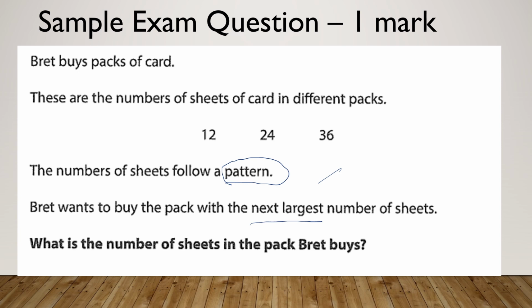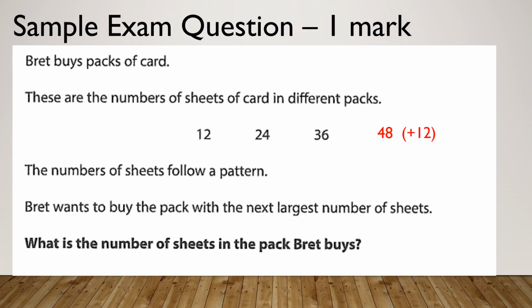So Brett wants the next one. So have a pause, give it a go, see what you think. Let's see how you got on. Hopefully you got 48, because in the case of this pattern or sequence, my rule is I'm adding 12 each time. So the next largest, which is the one Brett buys, is 48.